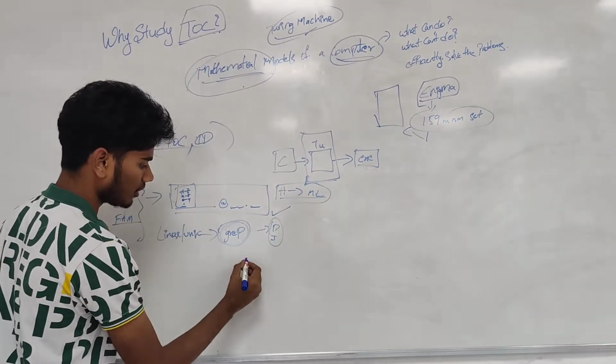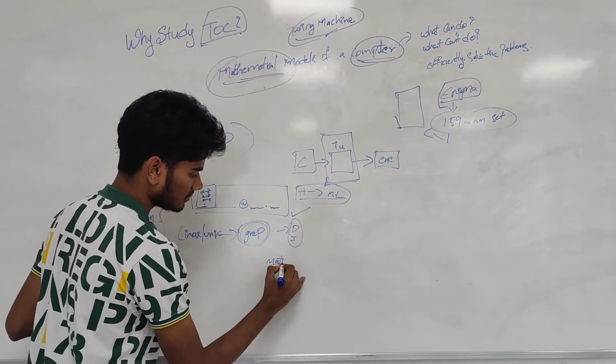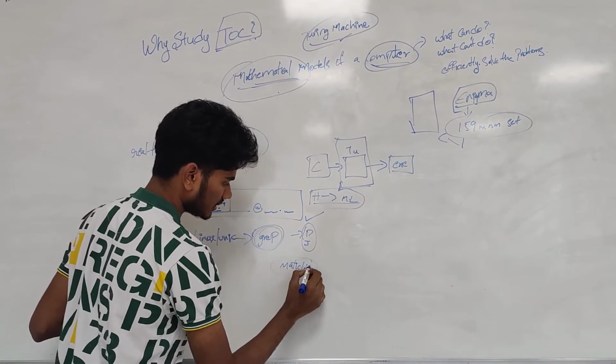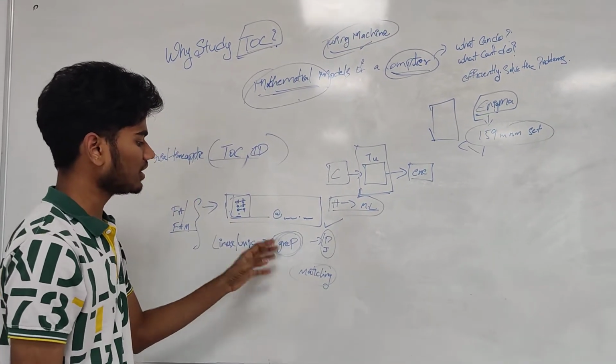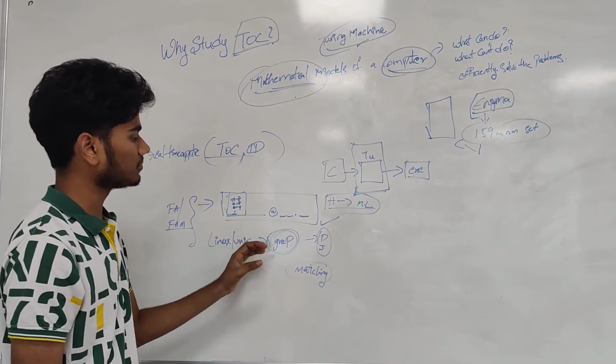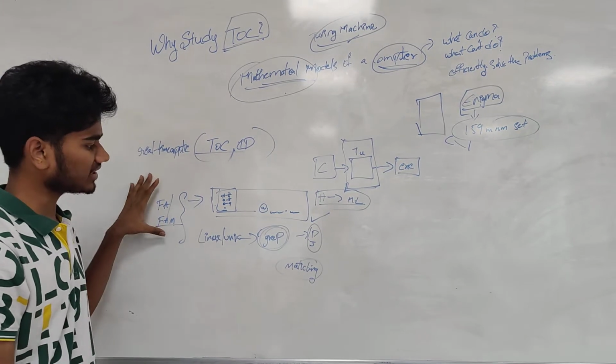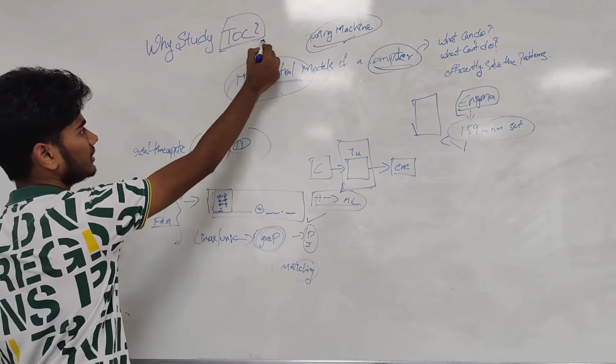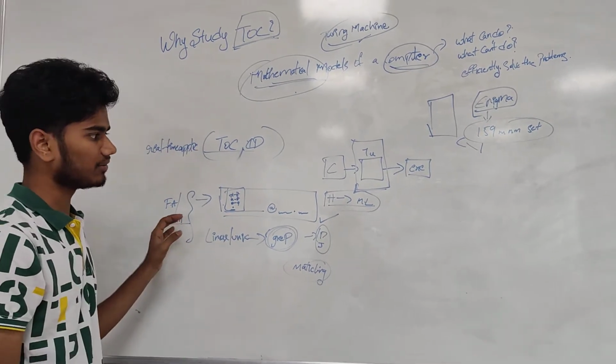Here we follow the matching system called pattern matching system. So this is the finest and smallest model that we will learn in TOC. This will be very helpful.